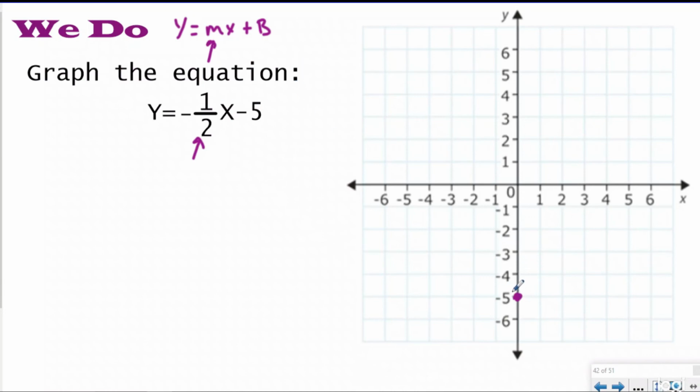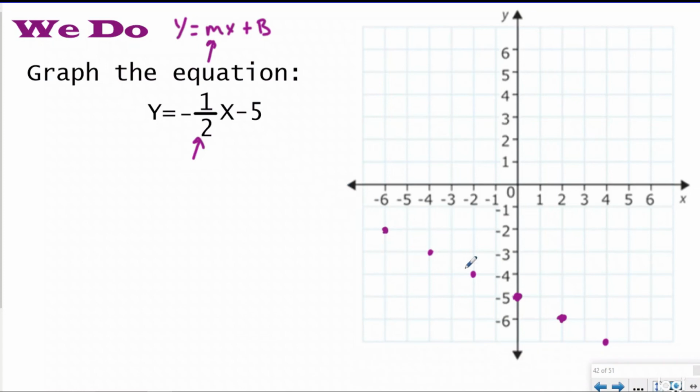So if I go down 1, I'm going to be going over 2, right? If I go down 1, I'm going to be going over 2. My rise is -1. My run is 2. If I rise up 1, then I'm going to run backwards 2 to keep it negative. So rise up 1, go backwards 2, rise up 1, go backwards 2.